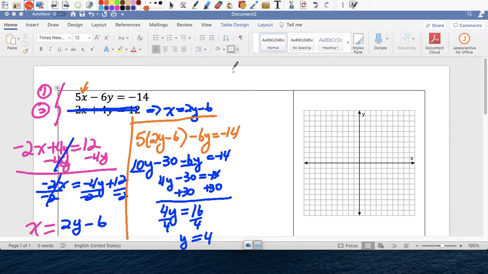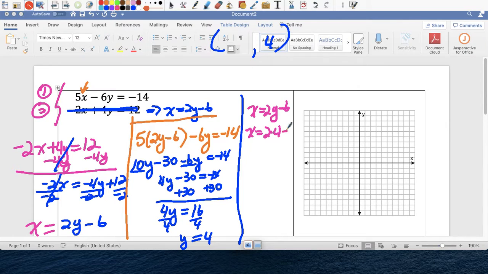That was easy. Now we have the y value of 4, so let's find out the x value. Take that equation, x equals 2y minus 6. Replace the y with 4, and we get x equals 2 times 4 minus 6. X equals 8 minus 6, which is 2. So here's my point of intersection.